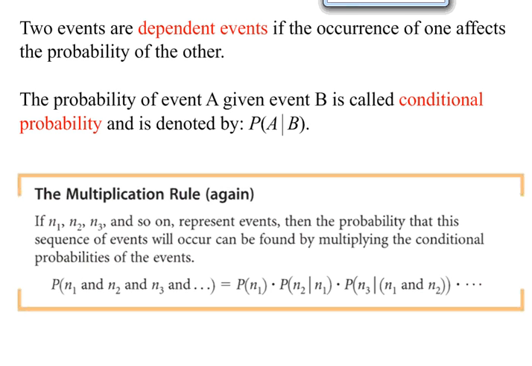So here's the actual definitions of dependent events and conditional probability. 2 events are dependent events if the occurrence of one affects the probability of the other. And of course, in our example, when Devin would choose a card out of the deck, that would change what is left in the deck and thus change the probability of the next card that she would draw.